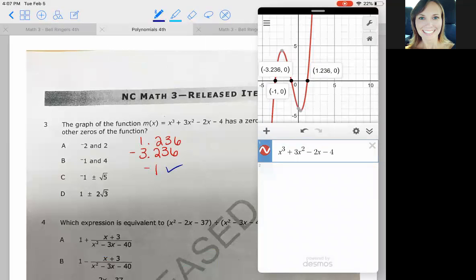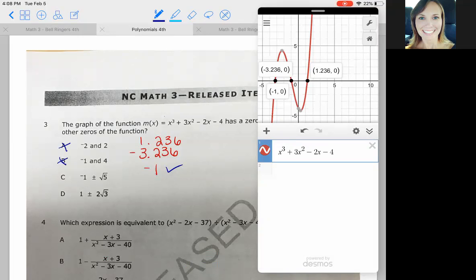We already knew the -1, so I'm just going to go ahead and check that one off, because it wants to know what the other 2 zeros are. So I can clearly see that the 2 zeros that I don't have are not A and B, because they have whole numbers and I don't. And then I also have C and D that look kind of funky.